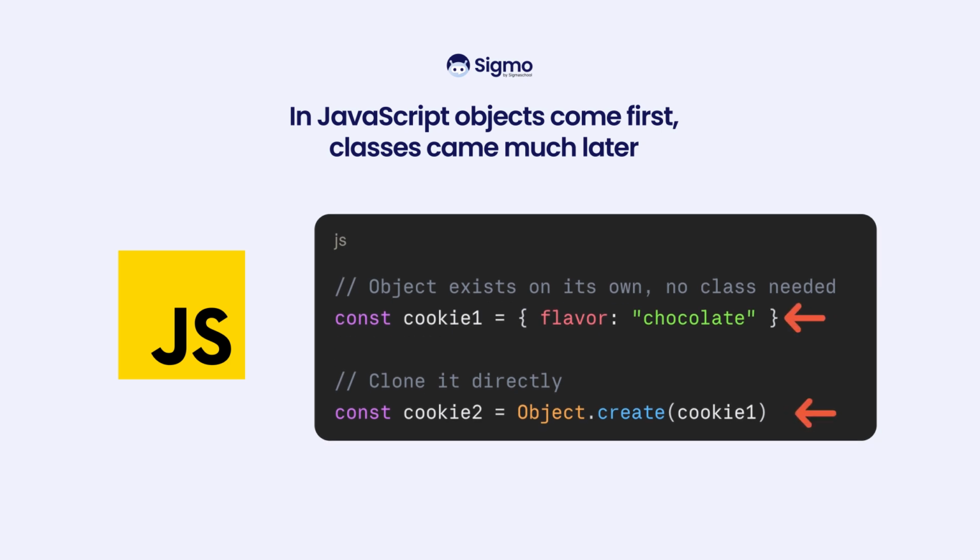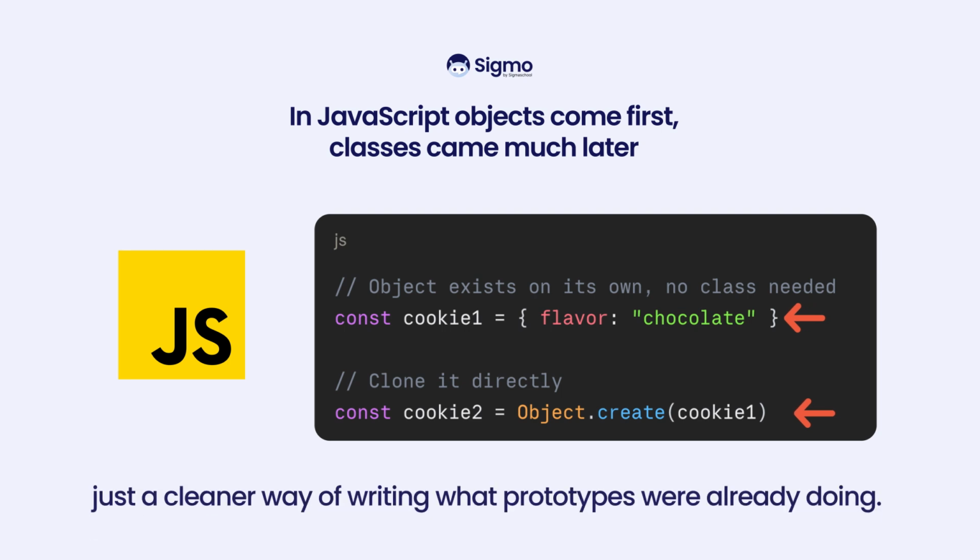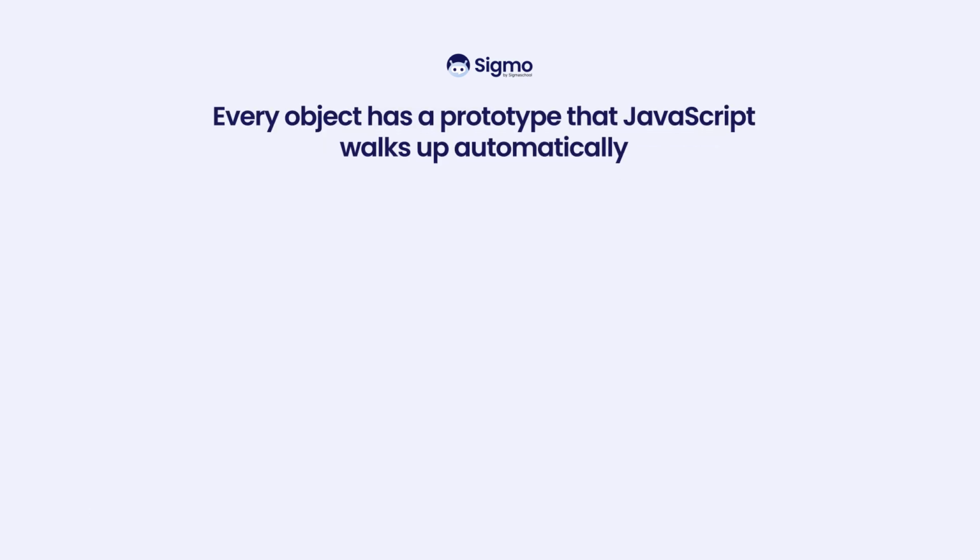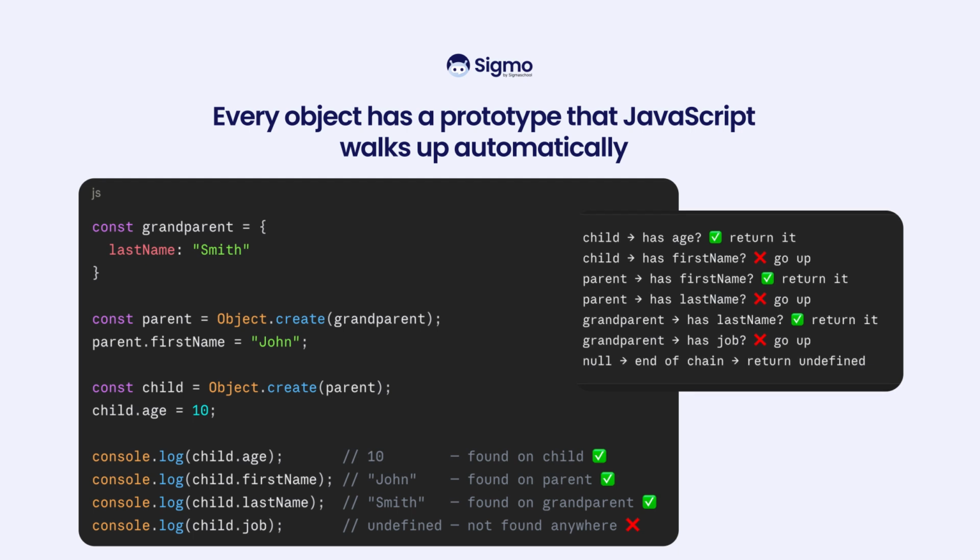Objects come first. Classes were actually added to JavaScript much later, and under the hood, they're just a cleaner way of writing what prototypes were already doing. Every object in JavaScript has a prototype. Think of it as a parent object. If you look for a property on an object and it doesn't exist, JavaScript automatically walks up to the prototype to find it. And if it's not there either, it keeps walking up the chain until it hits null.